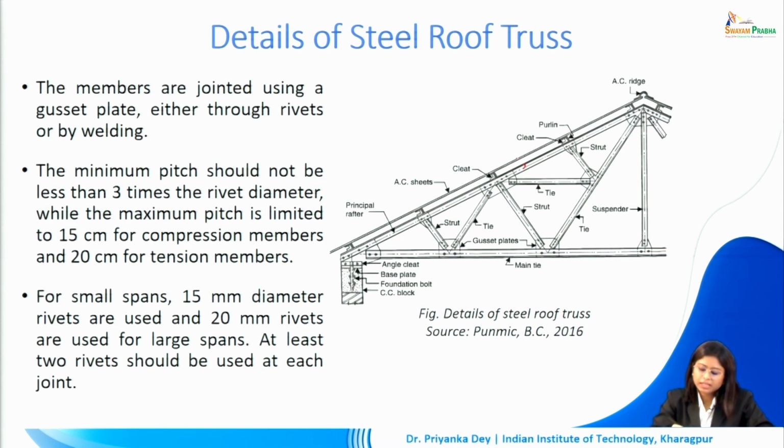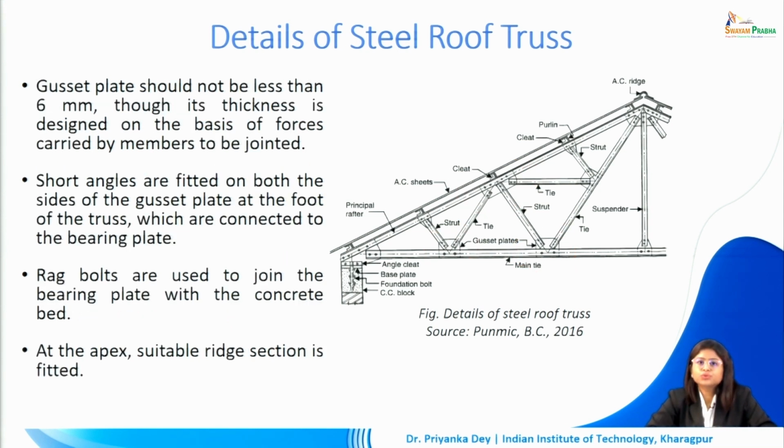So, as you can see here, there are gusset plates used as and where we need to connect different members together. They are either welded into position or we can use rivets. The gusset plate should not be less than 6 mm in thickness. It is of course designed such that it is able to take the forces from the various members that it is helping connect.